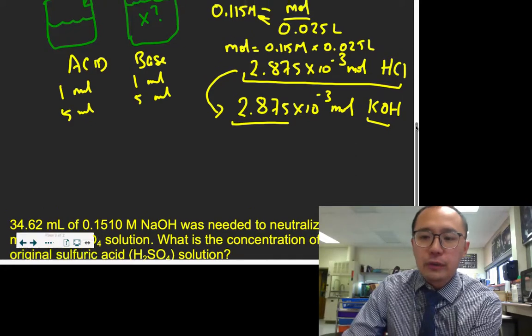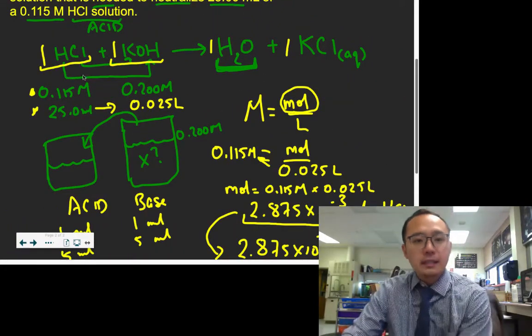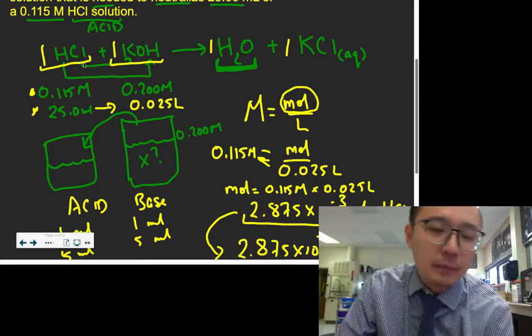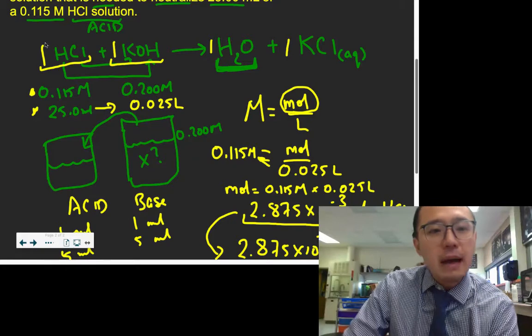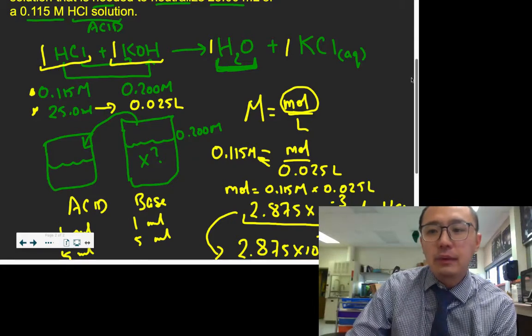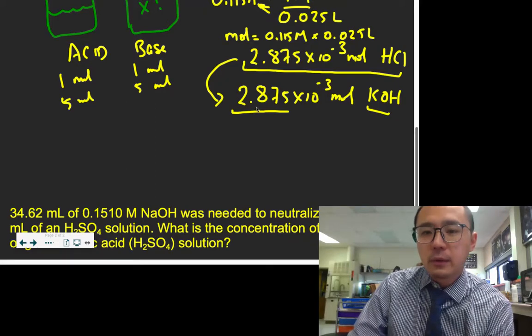If the molar coefficients were to be different, let me scroll up. Some of these other acids are different, like sulfuric acid, for example. You will have a different coefficient, and then you have to look at the molar ratio for that. But in our case, for this question, this is very convenient.